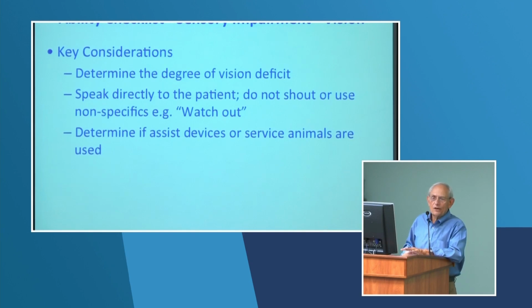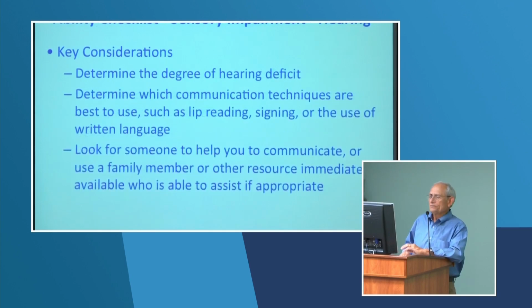If they're ambulatory, offer them your elbow. Don't take their elbow. Don't take their cane. They're using the cane to find their way. Tell them if you're going to go up a step or down a step. Determine if assist devices or service animals are used. Bring those. Hearing deficit: determine the degree, determine what communication techniques work best. Ask the person, ask the interpreter, look for someone to help you communicate.